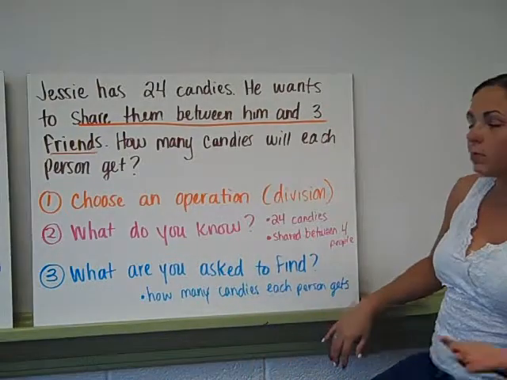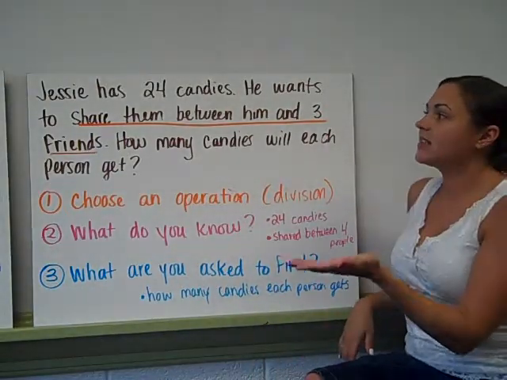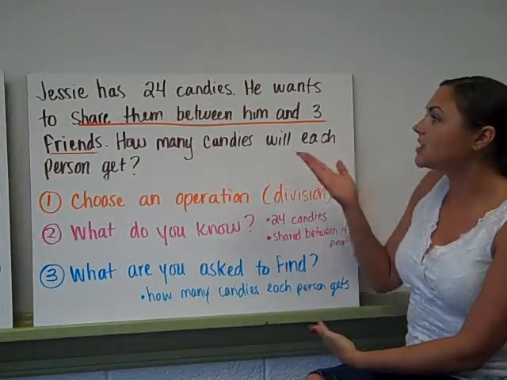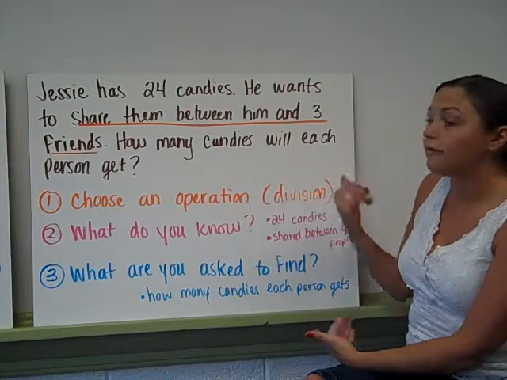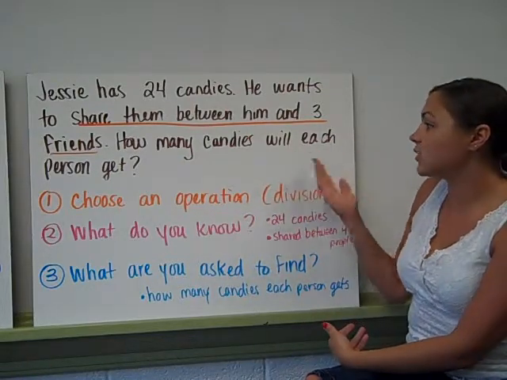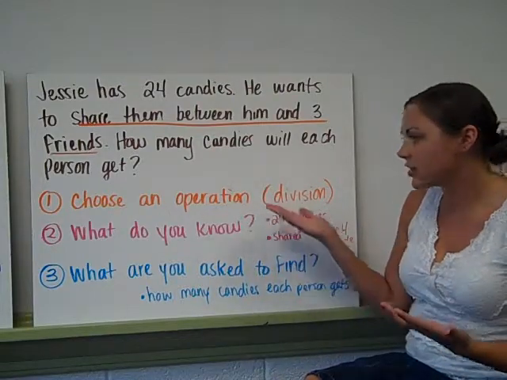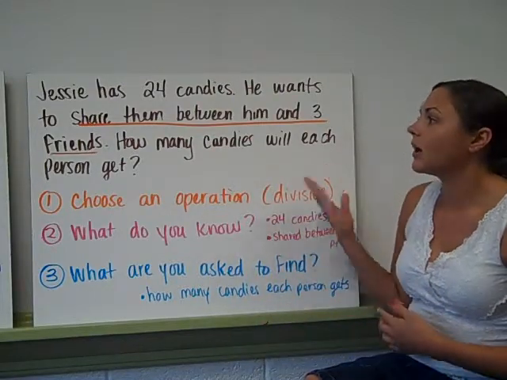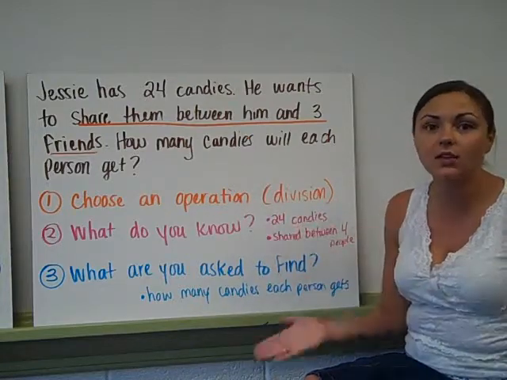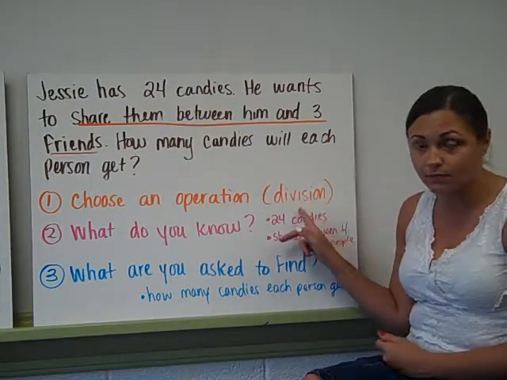Okay, so here's a problem for us to look at. Jesse has 24 candies. He wants to share them between him and 3 friends. How many candies will each person get? First, choose the operation that you're going to use. Well, I'm sharing. I'm splitting something up, so I'm using division.